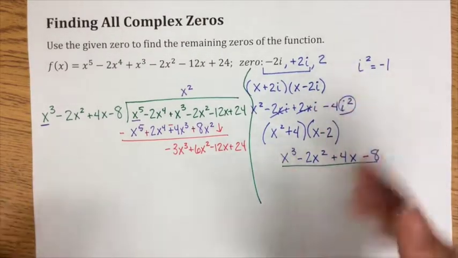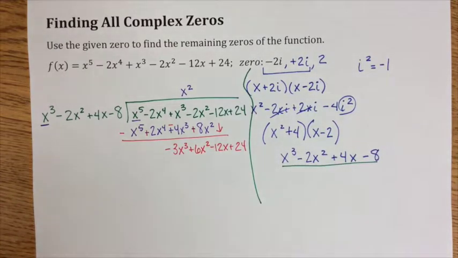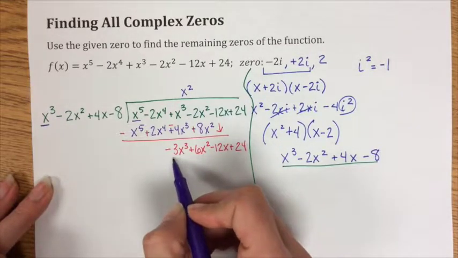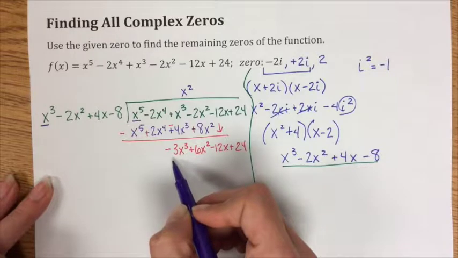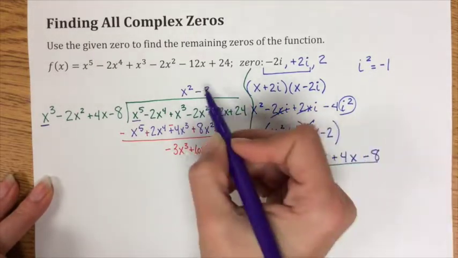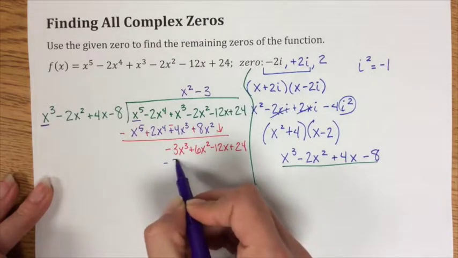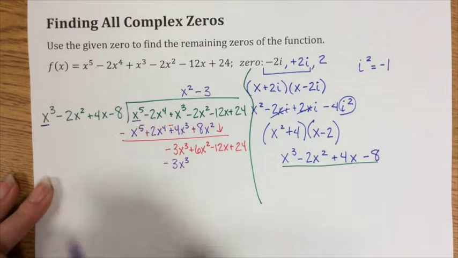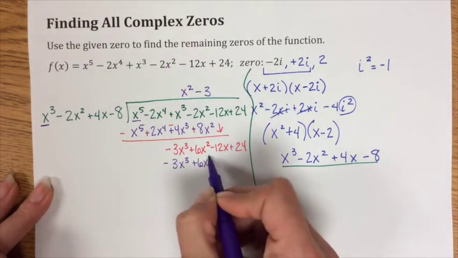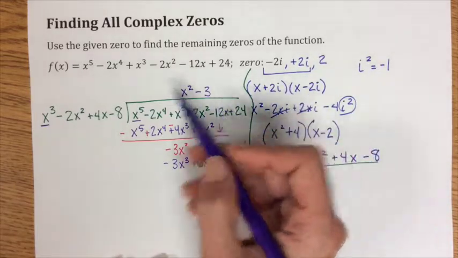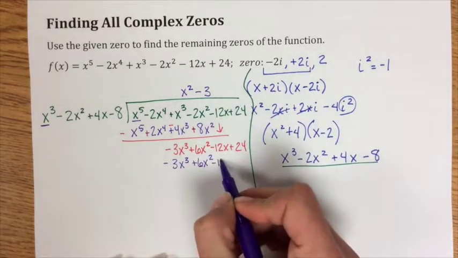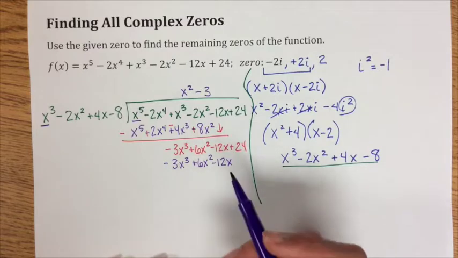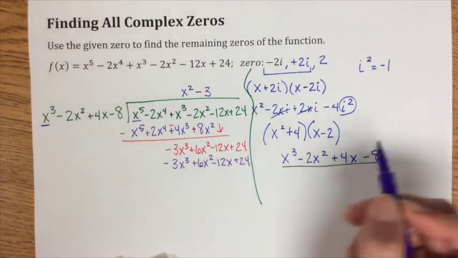All right, now I repeat. What do I multiply by the first term on the outside to get my new first term on the inside? And so it's negative 3. Negative 3 times x cubed is negative 3x cubed. Negative 3 times negative 2x squared is positive 6x squared. Negative 3 times positive 4 is negative 12x. And negative 3 times negative 8 is positive 24.